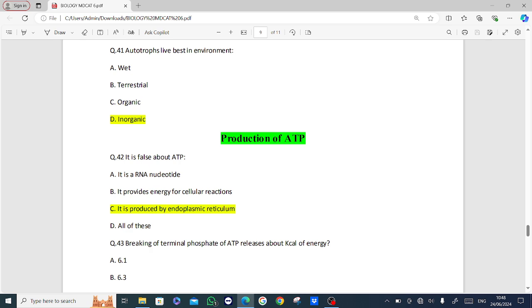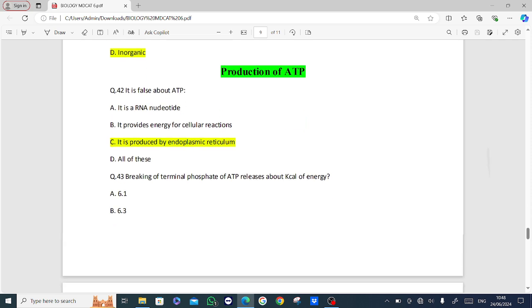Students, next MCQs are from topic production of ATP. First MCQ is, it is false about ATP. Options are, it is a RNA nucleotide, it provides energy for cellular reaction, it is produced by endoplasmic reticulum, all of these. Answer is option C, it is produced by endoplasmic reticulum, ER.